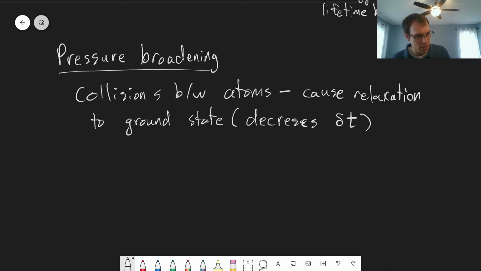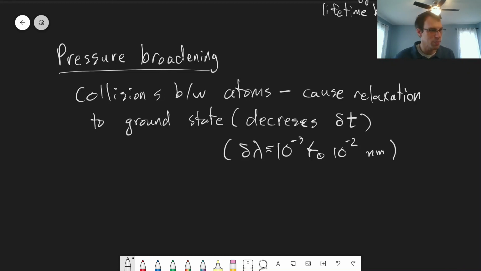So the effect of this is similar to Doppler broadening. There's no clean equation for this, unlike Doppler broadening, but the effect of this delta lambda is about 10 to the minus 3 to 10 to the minus 2 nanometers for something in the visible range. And so this depends on pressure. You'll have more collisions the higher the pressure is. So the higher the pressure, the broader the lines will get. The lower the pressure, the narrower the lines will get. Again, this is not specific to atoms. This happens with molecules as well, but this is particularly relevant for atomic spectroscopy.